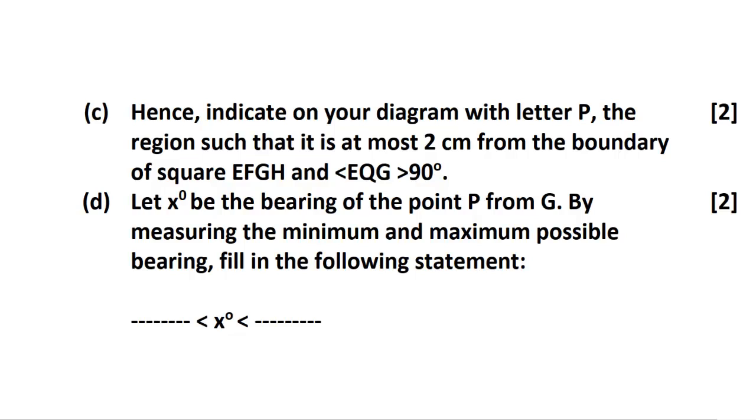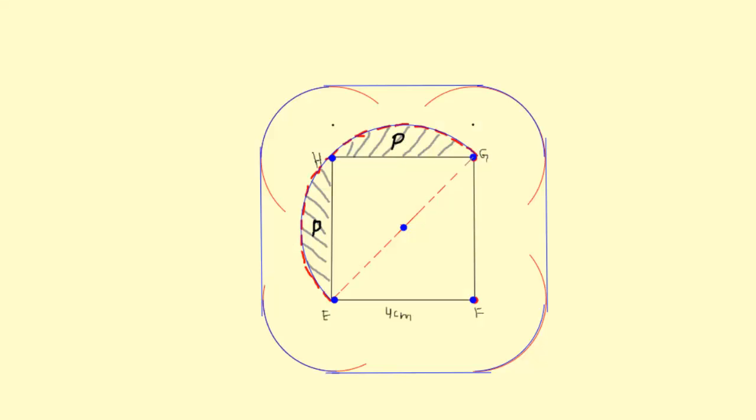Let x degree be the bearing of the point P from G. By measuring the minimum and maximum possible bearing, fill the following statement. So bearing of P from G, we have to indicate that region by letter P. So P will be anywhere in this shaded region, and we have to find the minimum and maximum bearing from the point G. So I have just extended this line FG, to get the north line, because I have to find the bearing now.